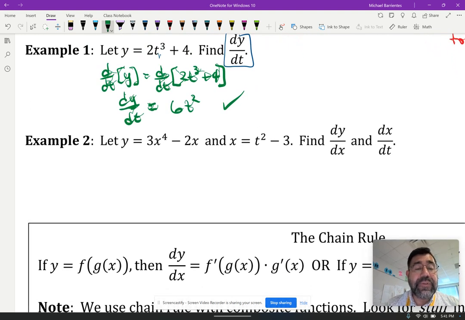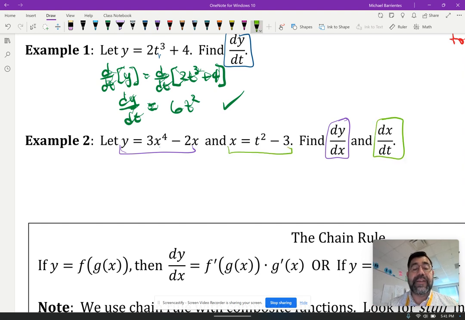Okay, example 2. We're given two equations, a y equation and an x equation. Can we find dy dx, the derivative of y with respect to x? That would be using this formula. So let me change my color here. So we're going to find this for that. But then it also says, can you find the derivative of x with respect to t? Well, here's my x equation, and it's in terms of t. So let's find the purple part.